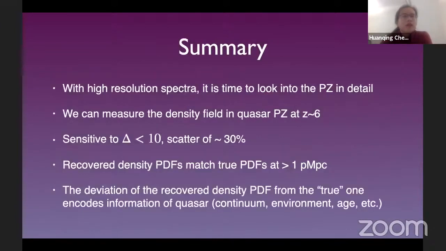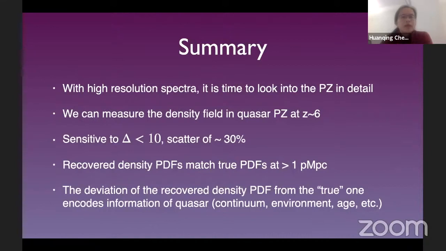And in summary, hopefully I persuaded you that with the high resolution spectra we can now obtain, it is time to look into the proximity zone in detail. And with this method I just described, we can measure the density field in the proximity zone at redshift 6. And this method is sensitive to density fluctuation around the mean with moderate scatter. And the recovered density PDF agrees very well with the true PDF at a distance larger than 1 physical megaparsec.